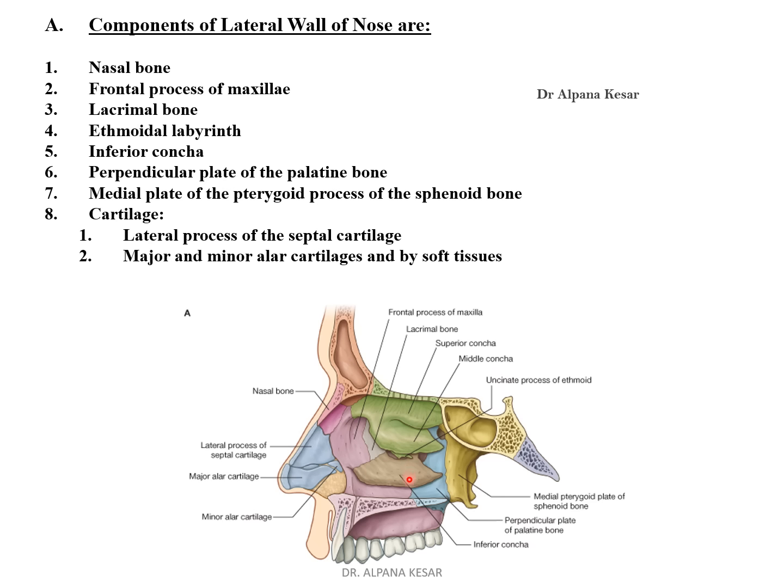The fifth bone is the inferior concha, which is a separate bone, the perpendicular plate of palatine bone, and the medial pterygoid plate, which is a part of the sphenoid bone. The cartilage forming the lateral wall of the nose includes the lateral process of the septal cartilage and the major and the minor alar cartilage.